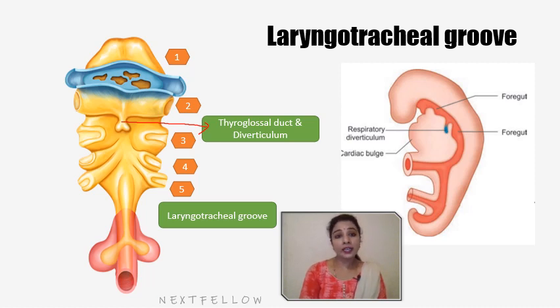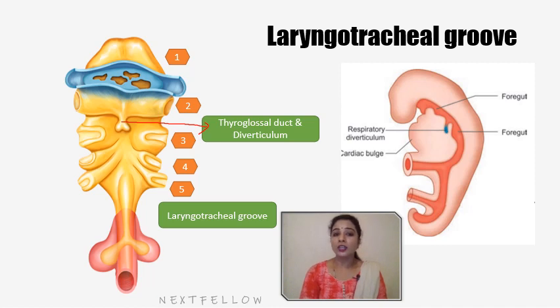Therefore, the lining epithelium of the larynx, trachea, bronchi and lungs is derived from the endoderm because it is from the gut tube. So pharynx and larynx, they are all from the gut tube. That is the reason the whole respiratory tract, that is the larynx, trachea, bronchi and also the lungs, are all derived from the endoderm. The cartilaginous, muscular and connective tissue components of respiratory system develop from splanchnic mesoderm surrounding the foregut. So the connective tissue component and the muscle component is derived from the splanchnic mesoderm, which is surrounding the foregut.